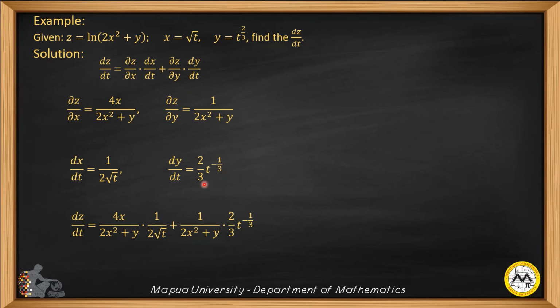Okay, so on this basis, what then is the derivative of z with respect to t? As given here, it will be the partial derivative of z with respect to x, which is now what we obtain here, times the derivative of x with respect to t.